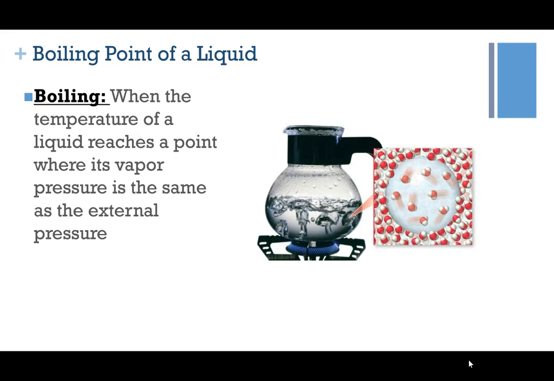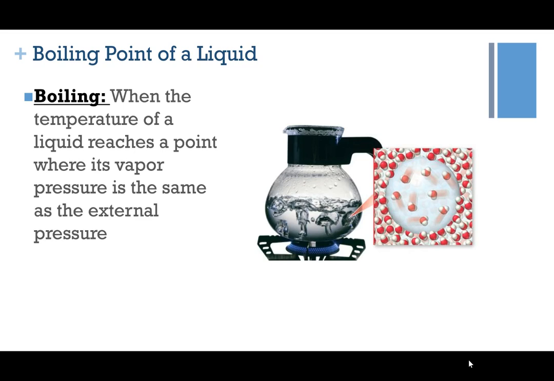So let's just go back and review what boiling is. We'll talk about what melting is, and then we'll tie this into a heating curve. So boiling, remember, is when we're going from a liquid to a gas. And now that we know a little bit more about vaporization and vapor pressure, I can give you a slightly more sophisticated definition. So boiling is going to be the temperature when a liquid reaches the point where vapor pressure is the same as external pressure.